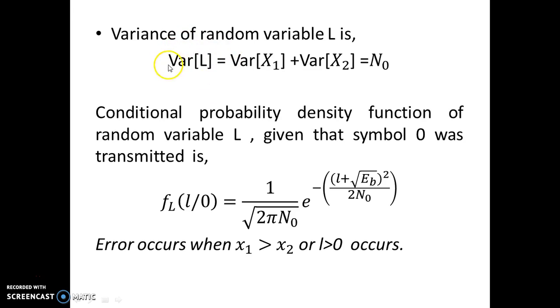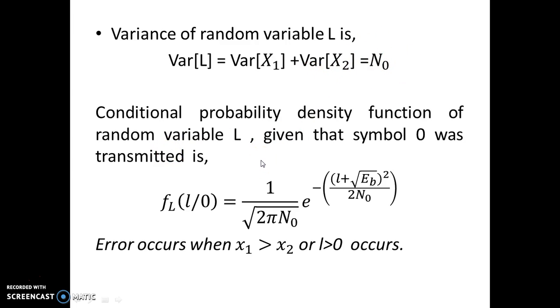We studied from the response of the bank of correlators that the variance of this random variable L is the variance of x1 plus the variance of x2. We learned that the variance of the correlator output is independent of the transmitted signal. It only depends on the power spectral density of the noise, not the transmitted signal. Here we have assumed AWGN, additive white Gaussian noise, with power spectral density N0 divided by 2. So N0 by 2 plus N0 by 2 is going to give you N0.